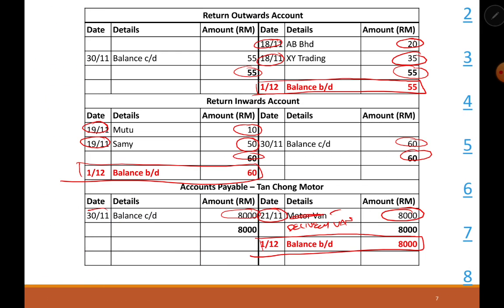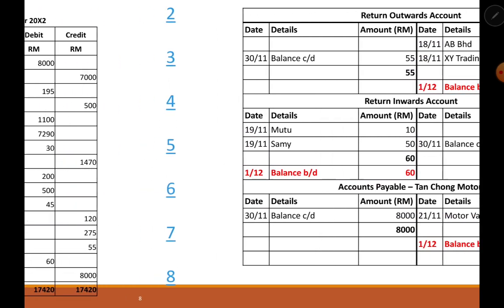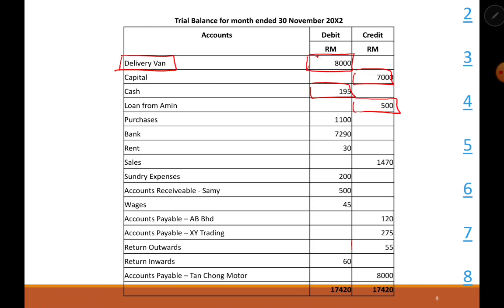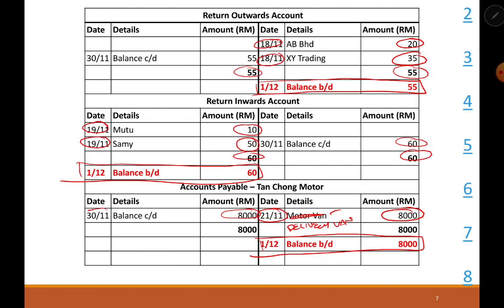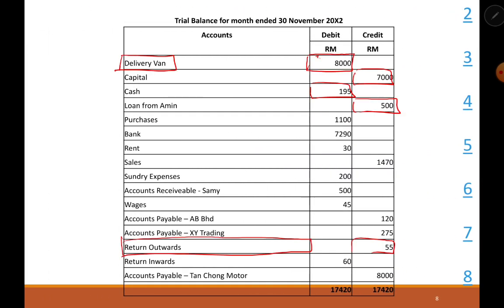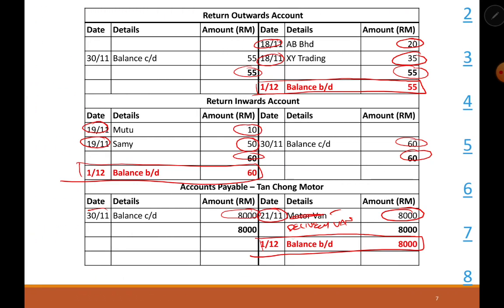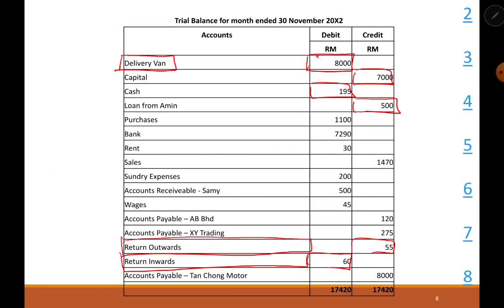Okay, look at the last one. Return outwards on the credit side 55 ringgit, and then I have return inward, debit side 60 ringgit, and the last one is Tanjong Motor. We have a credit balance of 8,000 ringgit, so I transfer to the credit side of Tanjong Motor 8,000 ringgit.